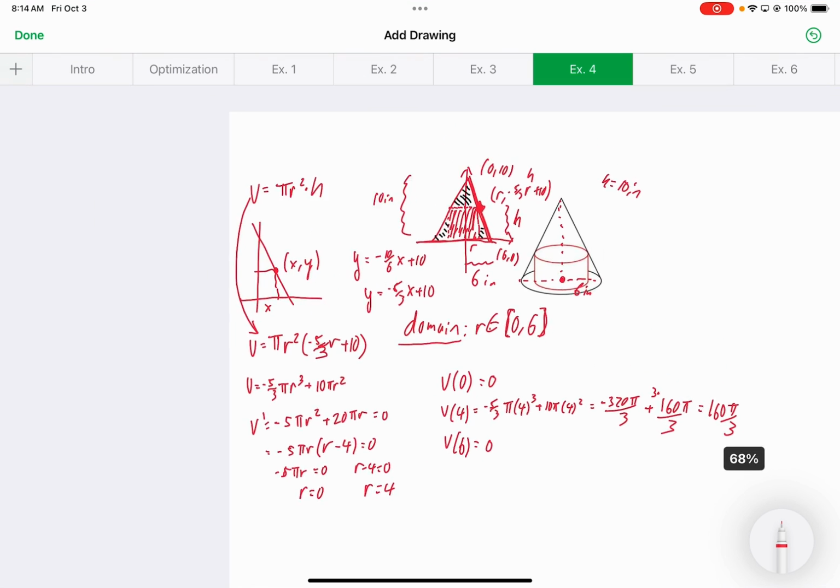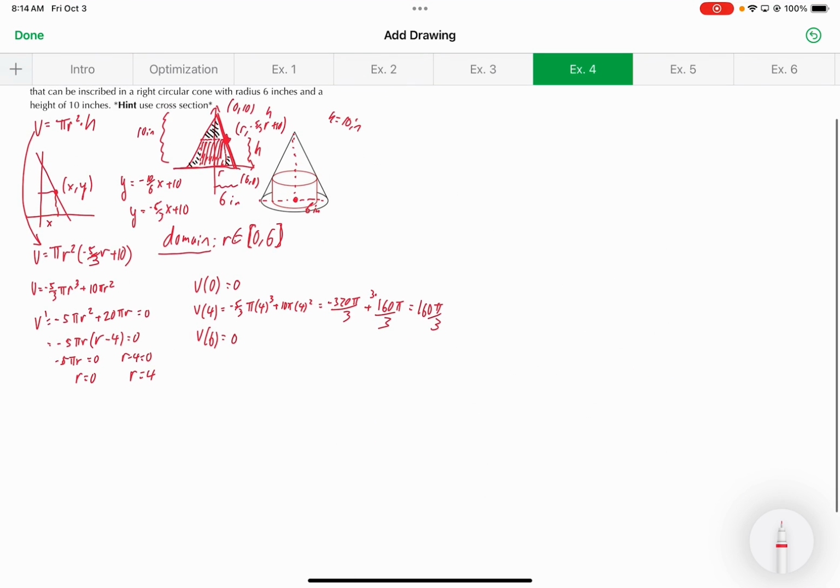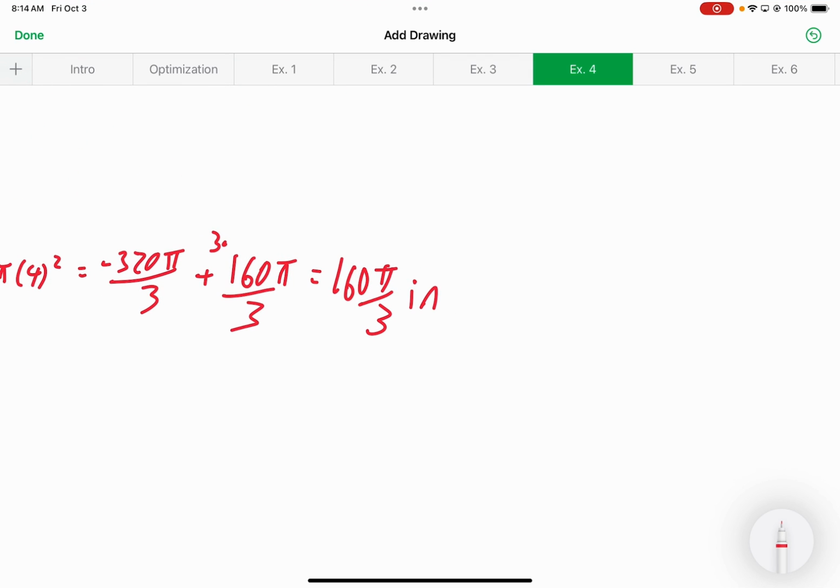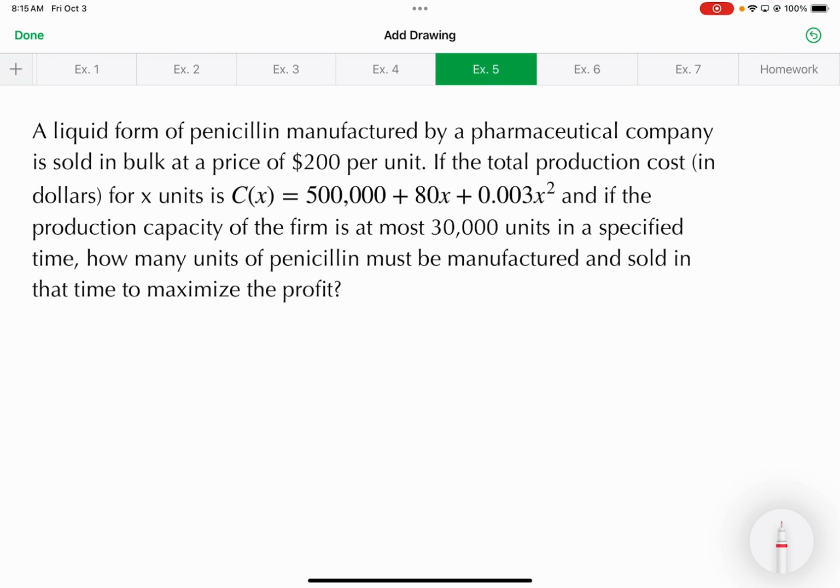And then my unit of measure was inches, so inches cubed. So we have a maximum volume of 160 pi over 3 inches cubed when r equals 4. Okay, all right, questions there? All right. Okay, what do we got next?